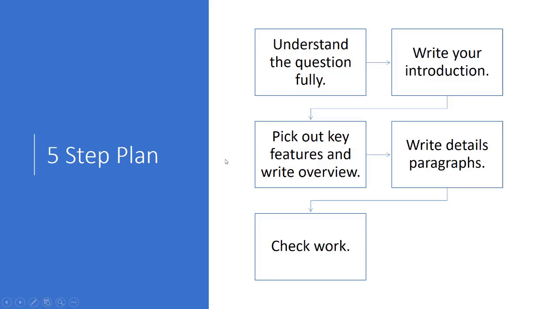5-step plan. Okay, so what I've done is broken this down for you so that it's a wee bit easier to understand. So understand the question fully, then write your introduction, then pick out the key features and write your overview, then write your details paragraph, and then check your work. All right, so think about this. It is a complicated thing, but what I'm trying to do here is just simplify it as much as possible, making it as straightforward as possible for you. So number one, look at the question, understand the data, understand what is happening. The number of students who just don't do that is unbelievable. Write your introduction, I'm going to show you how to do that. Write your overview, I'm going to show you how to do that.